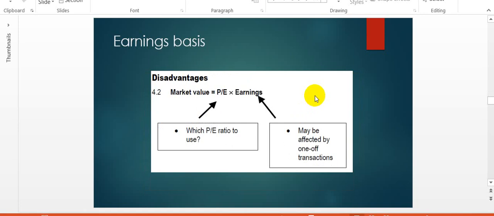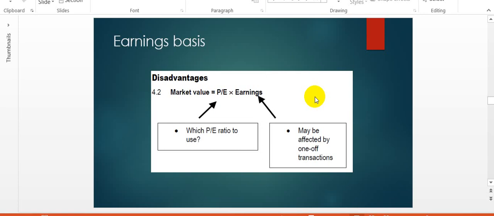The next valuation method, we're still on the earnings basis. We look at the disadvantage. We already said that only companies who are listed will have a PE ratio. So which PE ratio to use could be a challenge, because even though you may use a proxy PE ratio, it's very difficult to find two companies with similar capital structure, two companies with similar management styles. So that creates a problem when using a proxy PE ratio.